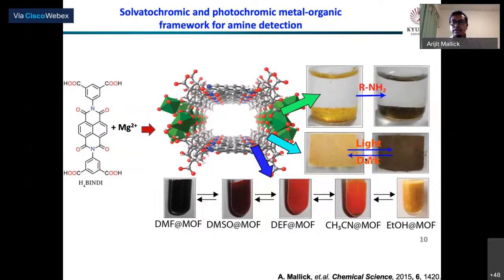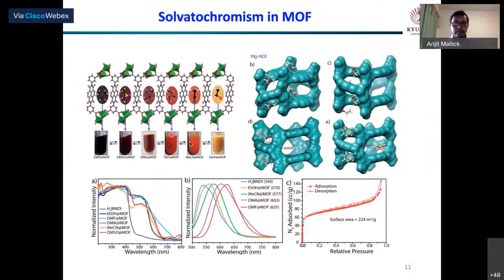Also, if you put this material in sunlight or a particular wavelength of light, it changes to dark, meaning black. And when we put it in the dark or in an oxygen atmosphere, it comes back to its original color. I'll explain why this happened. And also, we can use this material for amine sensing. Why? Because this NDI core is electron deficient. The pi electrons are in conjugation with the four carboxylic acids, so the core becomes electron deficient. So our idea was that, since amines are electron rich, it can be useful.